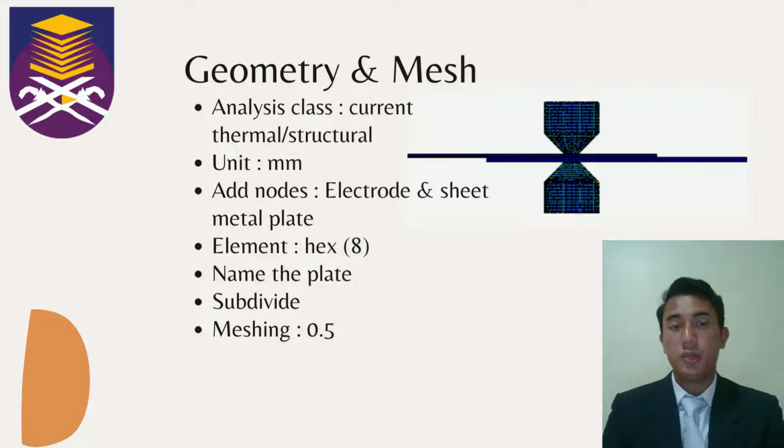Next is the geometry and mesh. The analysis class is current, thermal, and structural. The unit is in millimeters. Add nodes at the electrode and sheet metal plate. The element is changed into hexahedron 8. And then rename the top electrode and bottom electrode, and of course, including the metal plate, the two metal plates. Subdivide, and the meshing in use is 0.5.